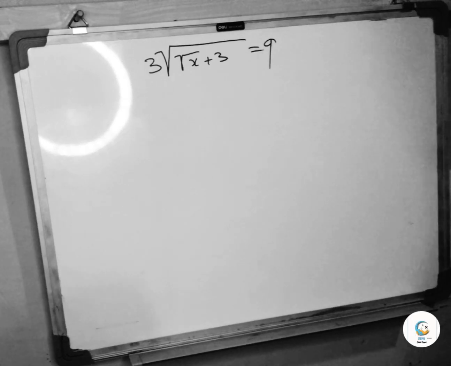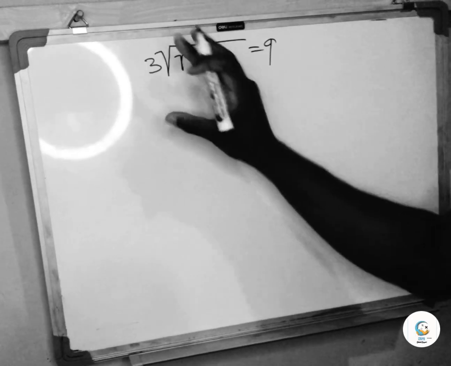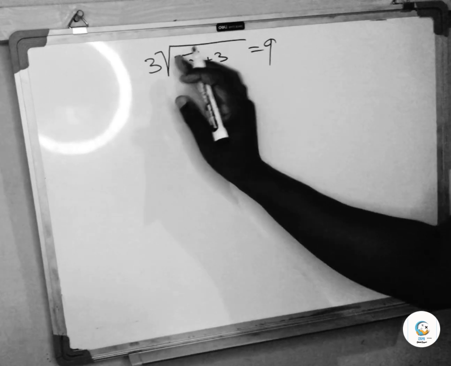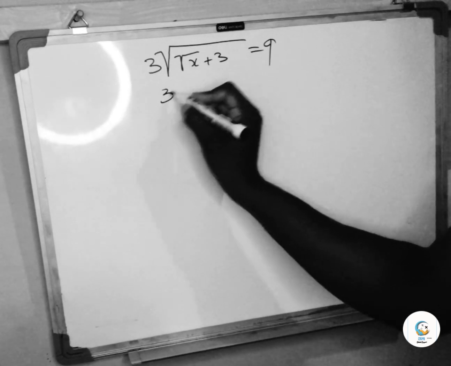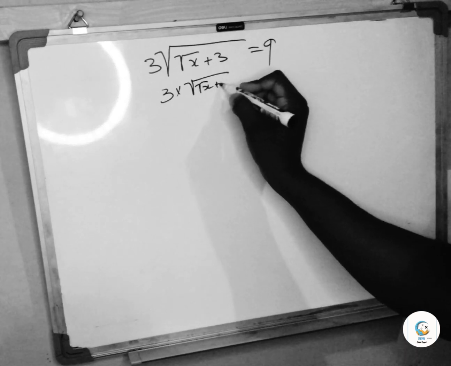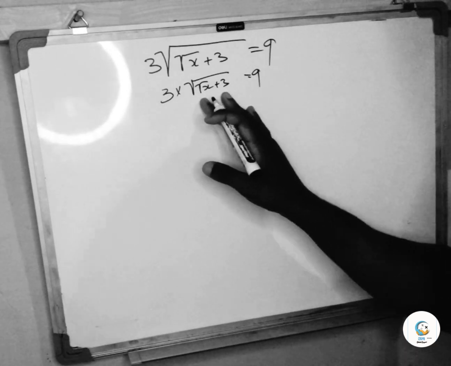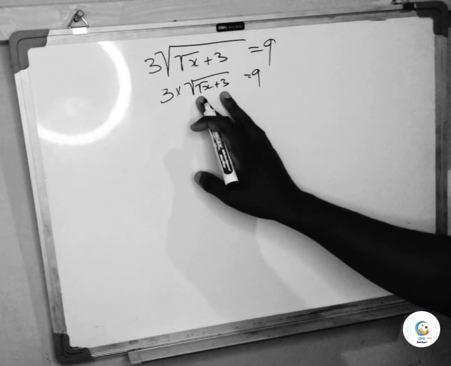One of the ways that you can try to do this one is to break down the part that is not part of the square root: 3 multiplied by the square root of x plus 3 equals 9. So this 3 is not part of the square root. It's like 3 multiplied by the square root.